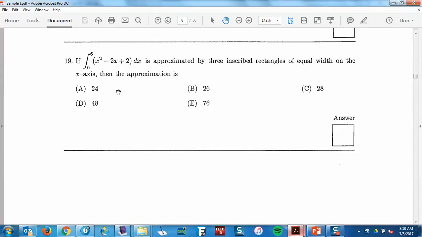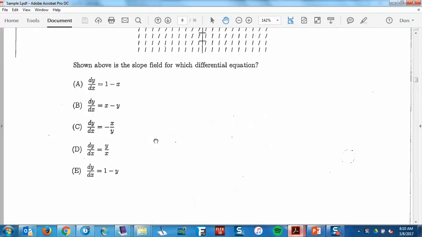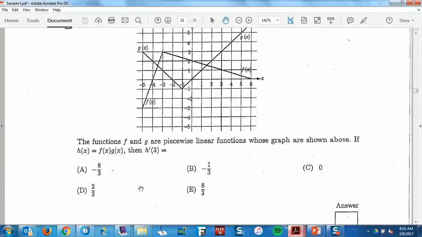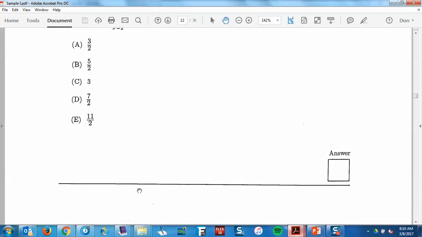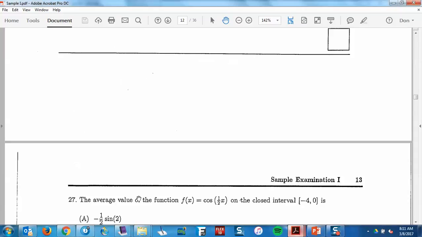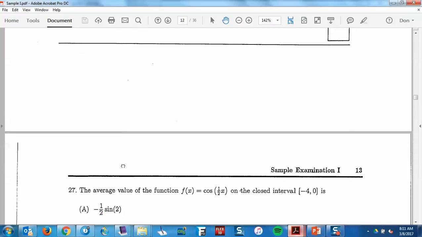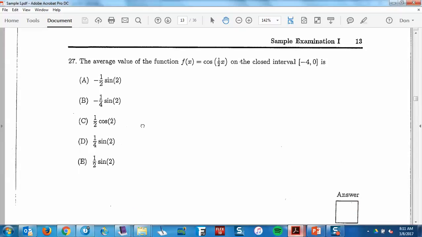We talked about the inscribed rectangles, right? Number 19. Did we do that one? Sample one. Sample one. We did 19. That one. We do 27.